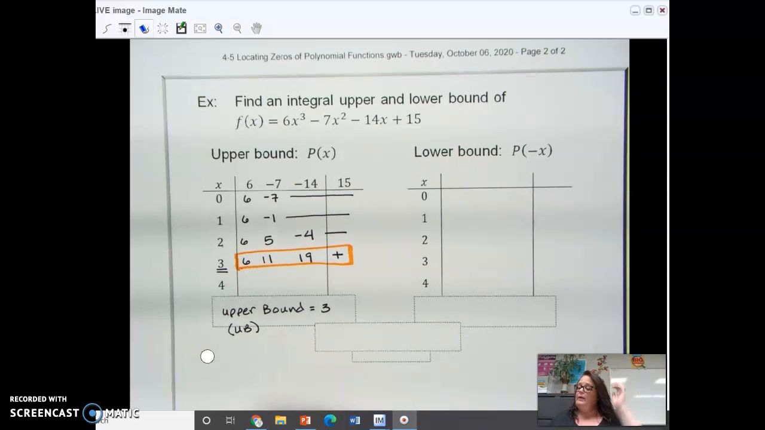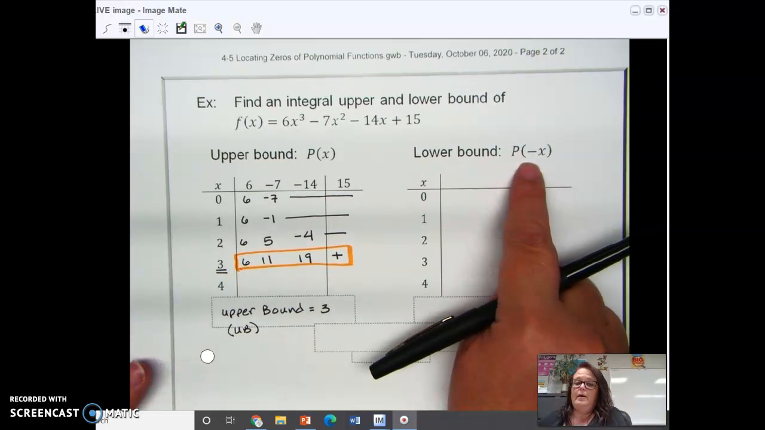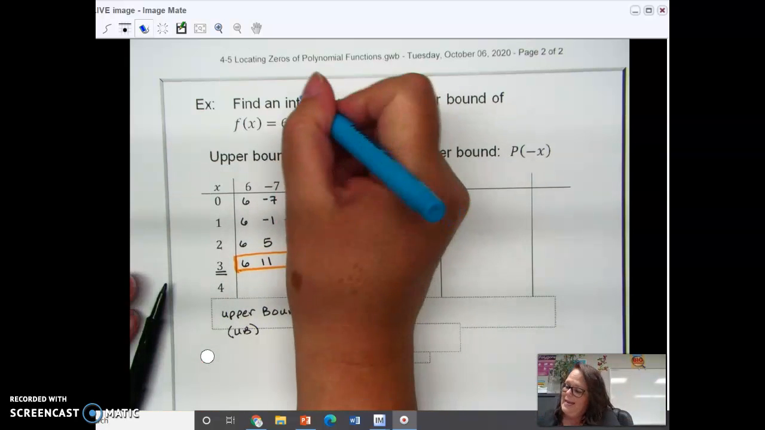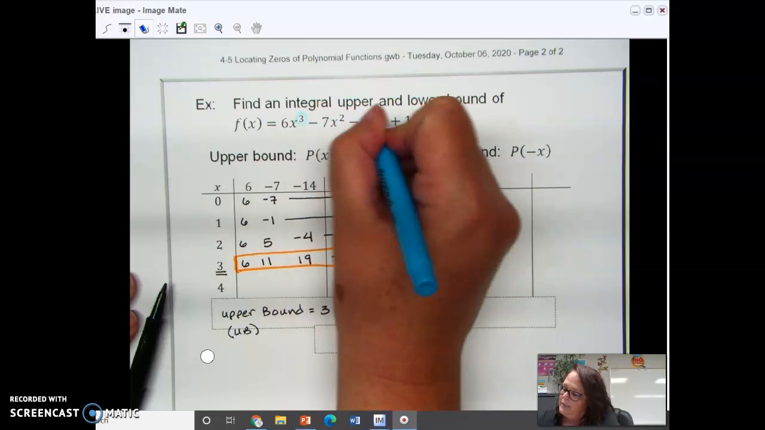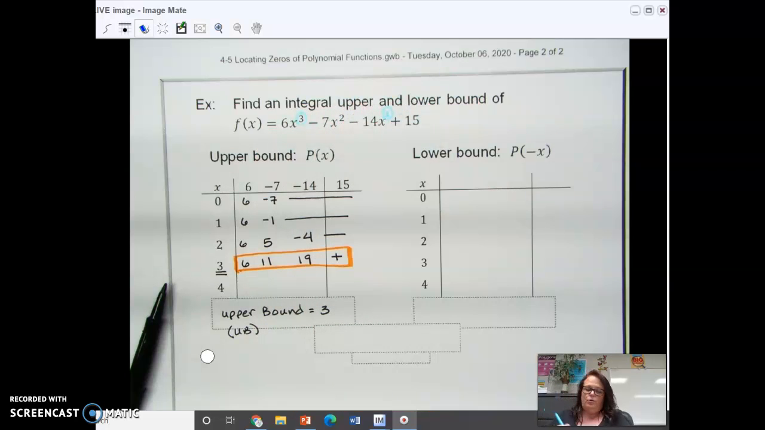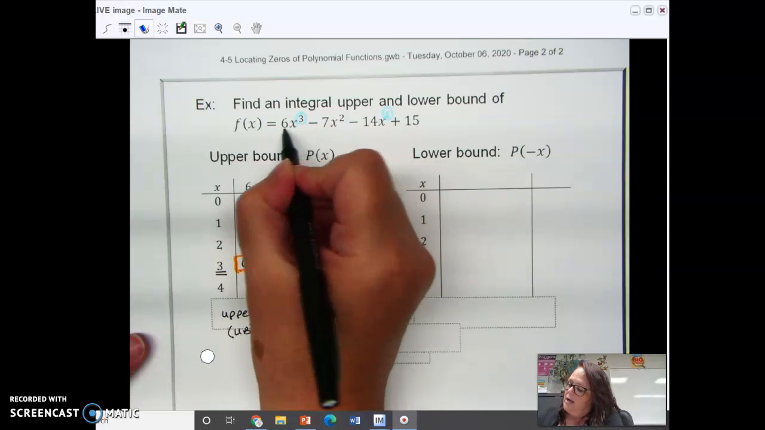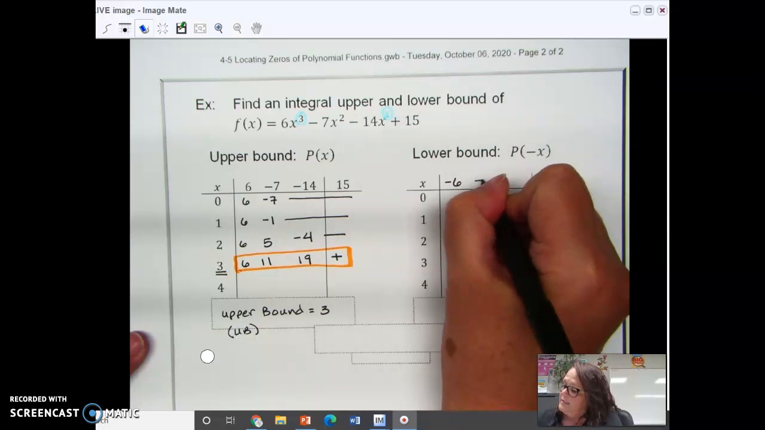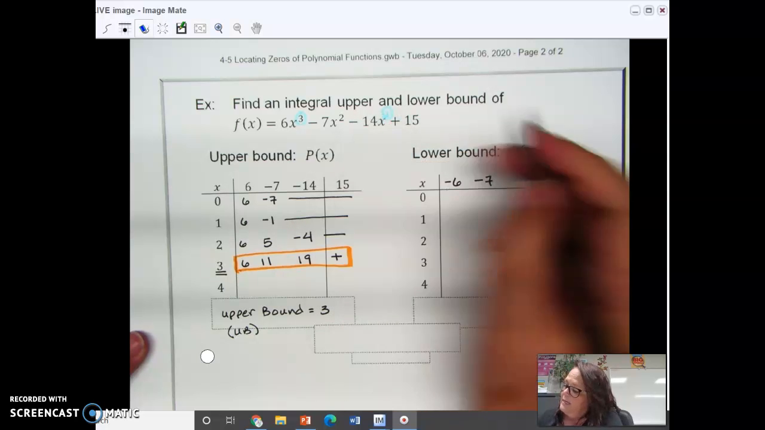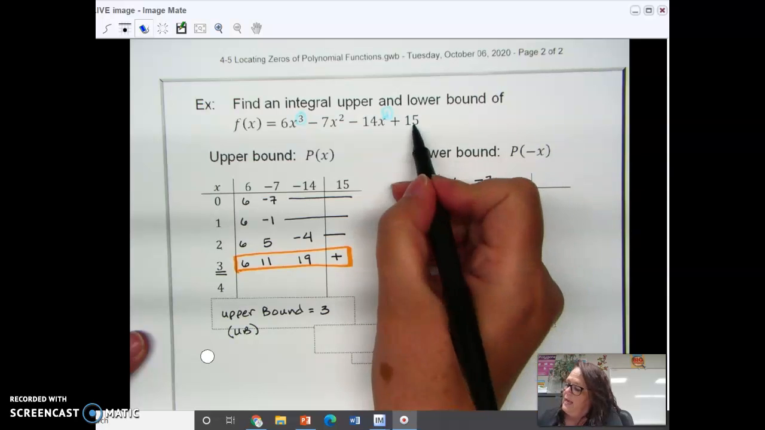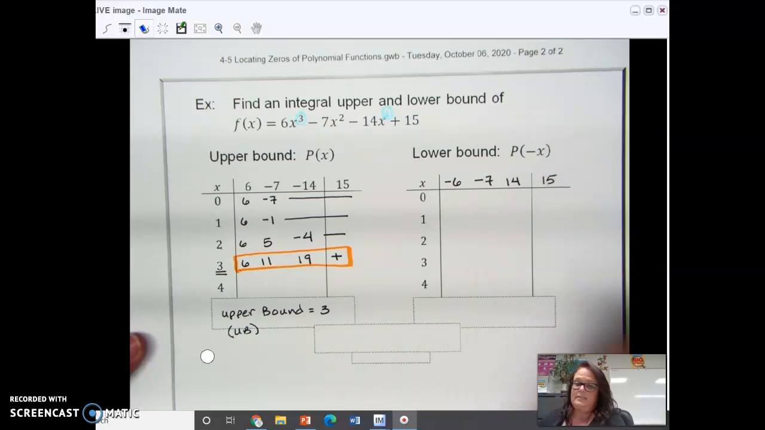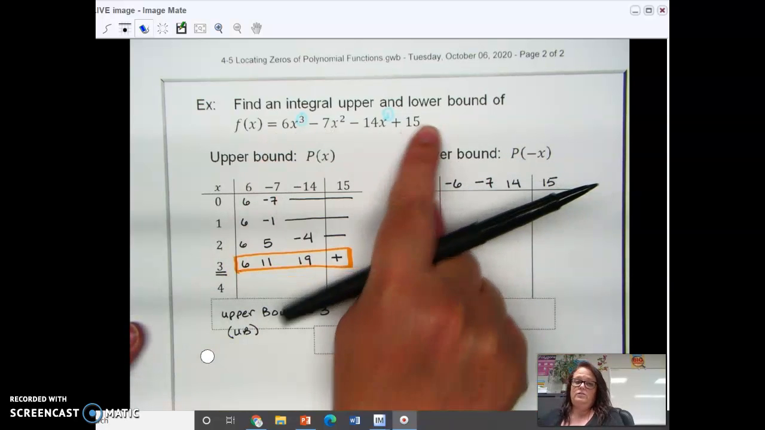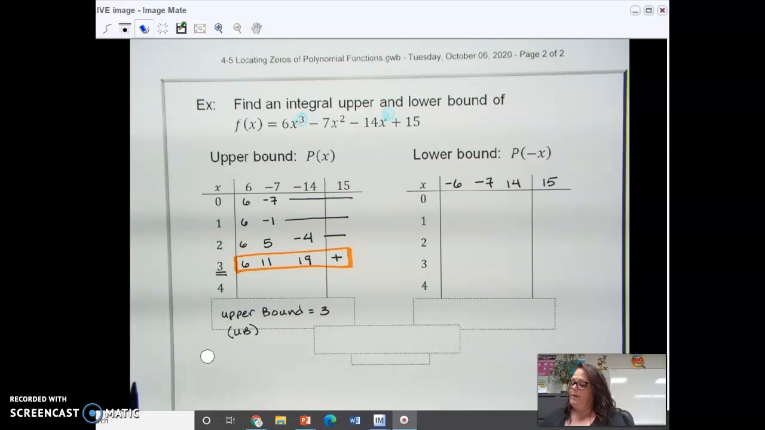Okay, so now when I'm looking for the lower bound, I have to talk about p of negative x. Remember from the previous section that anything that has an odd exponent is going to change the sign of the coefficient. So this odd exponent is now going to be negative 6. This even exponent stays the same. This odd exponent changes to positive 14, and this one doesn't even have an x, so it's going to stay the same. If you don't believe me, you can substitute negative x into each of these and figure out that it ends up that way.